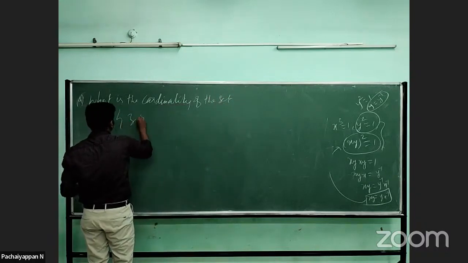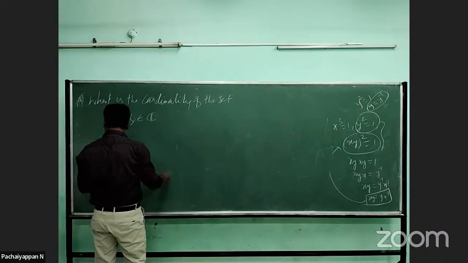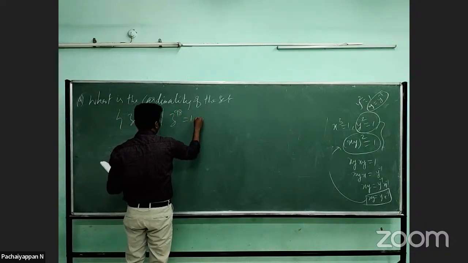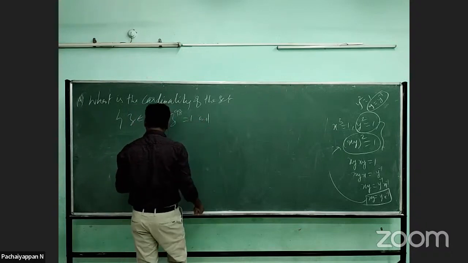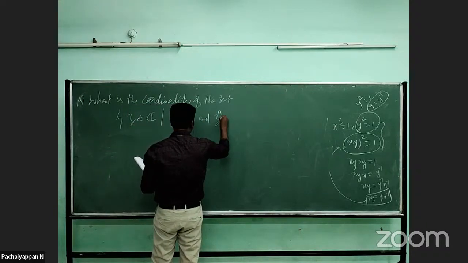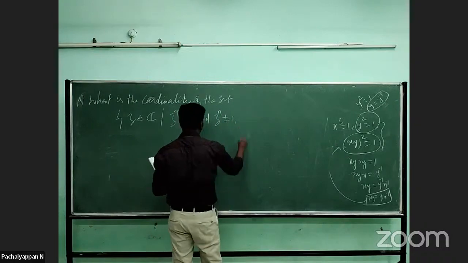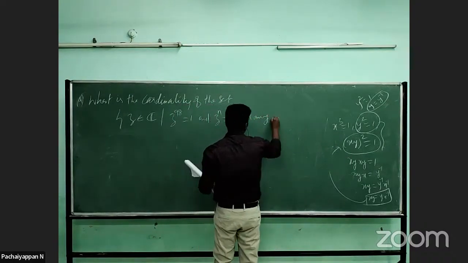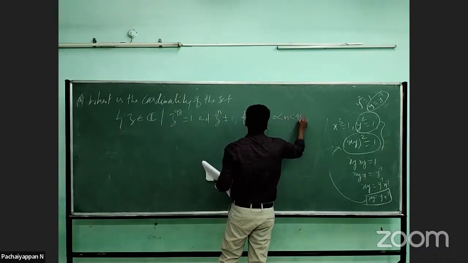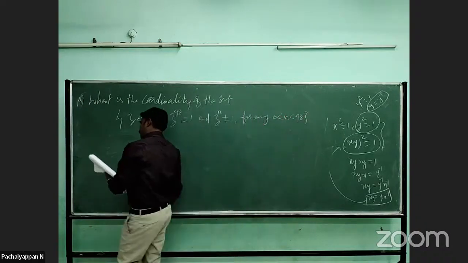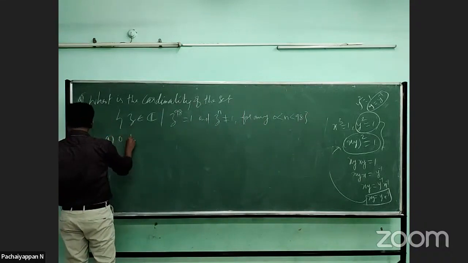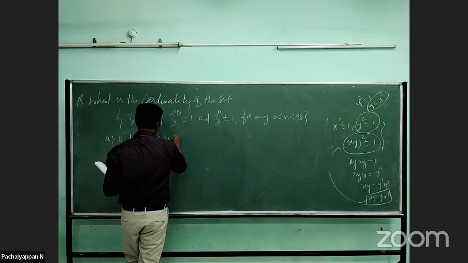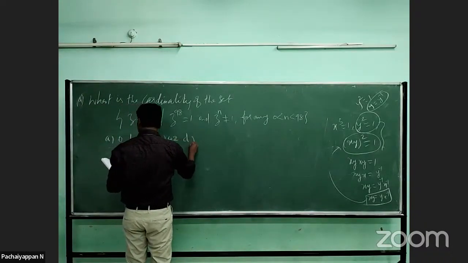set of all Z in C, the complex plane, with Z power 98 equal to 1 and Z power n not equal to 1 for any n less than 98. A equal to 0, B equal to 12, C equal to 42, and D equal to 49.